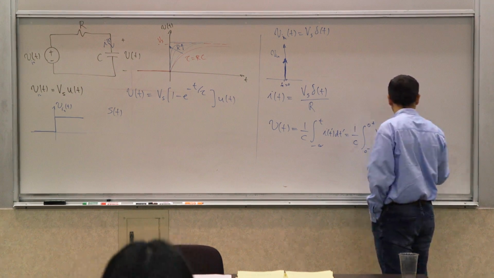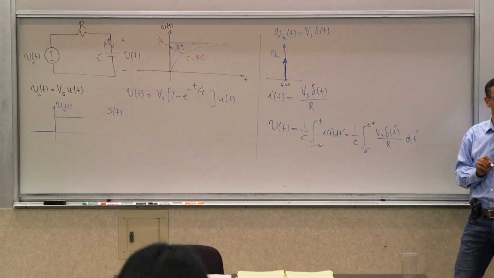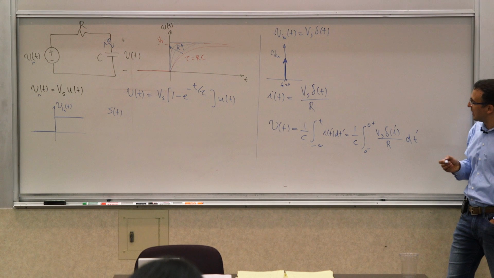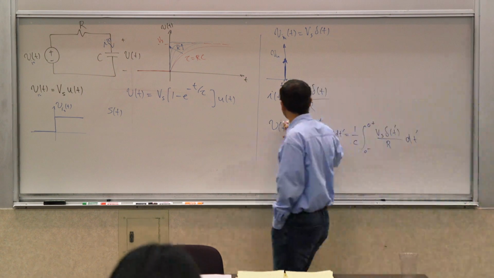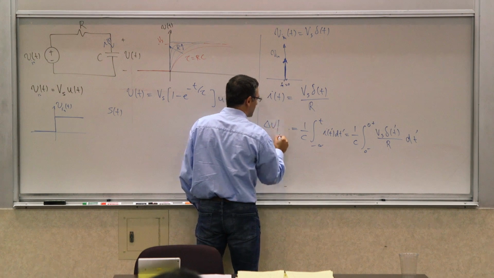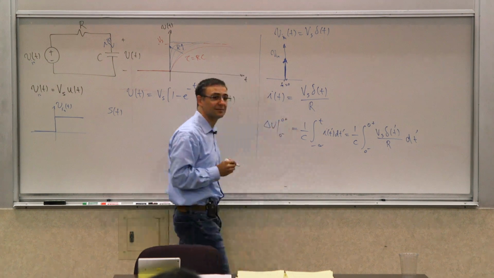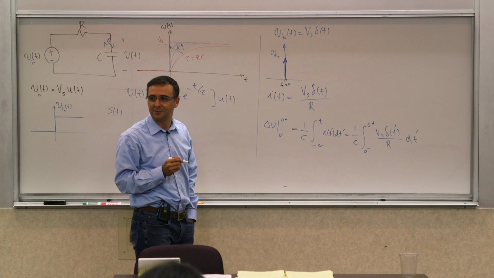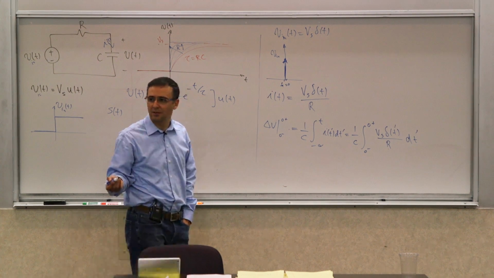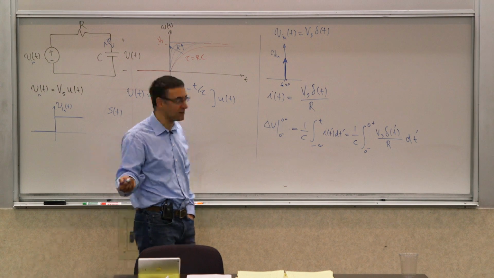But do you agree, if you agreed with that statement, that this is going to be the V of t? In other words, basically this is delta V, really delta V from 0 minus to 0 plus. That's the change in the voltage, the instantaneous jump, because I'm integrating it from 0 minus to 0 plus. That's what's going to happen.